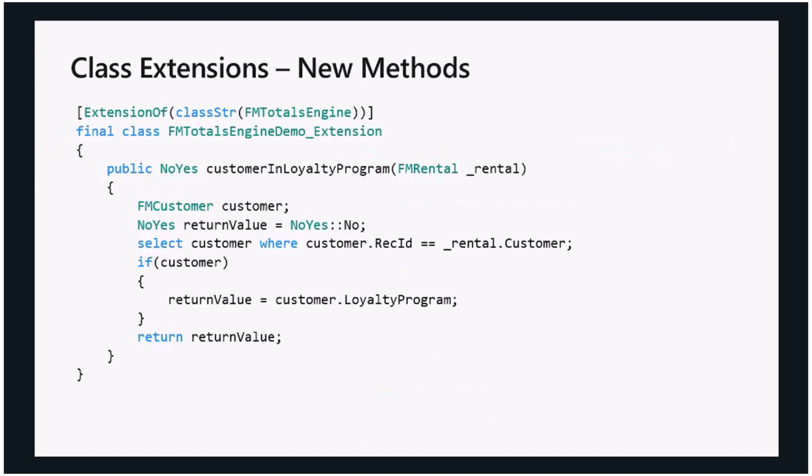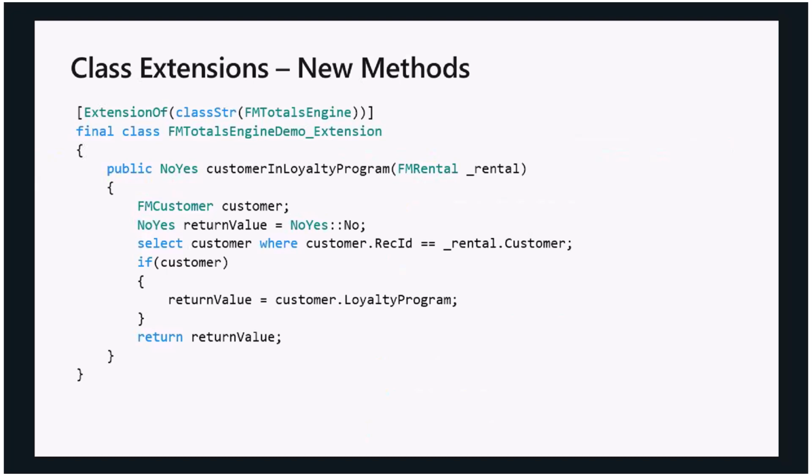So class extensions must end with the suffix _extension, and they must be decorated with the extension of attribute. They also must be marked as a final class, as there is no option to derive from these. We recommend including a unique prefix in the name. The name before the underscore extension does not need to exactly match the original class name. The actual mapping is done through that attribute.